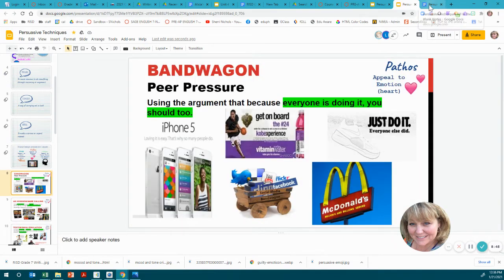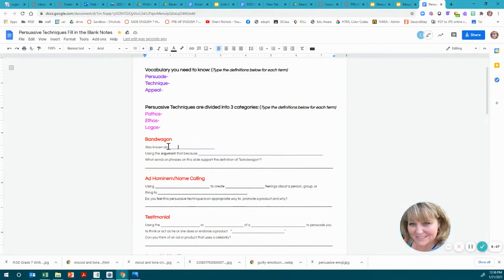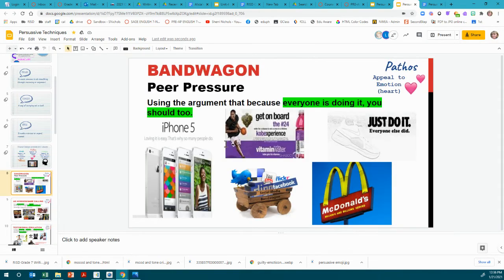And on this part, you're going to fill in bandwagon is also known as peer pressure. So you go back in here and you'll type, and you may need to, if you want to delete the blanks, spaces, you can. It's fine if you want to get rid of that. Using the argument that because something, words or phrases of this slide that support the definition of bandwagon. What words or phrases on this slide support? So if we go look at this, bandwagon, words like everyone else did. Loving it is easy. That's why so many people do.